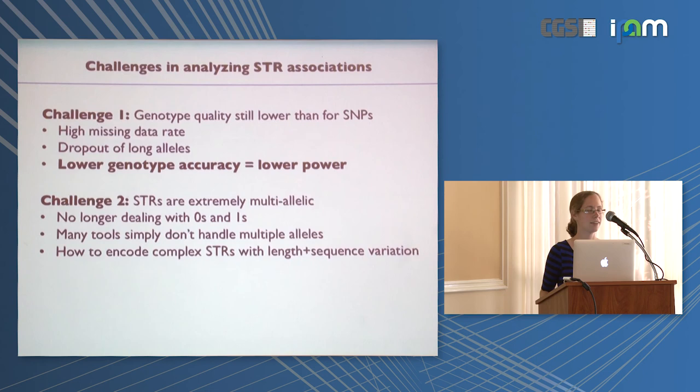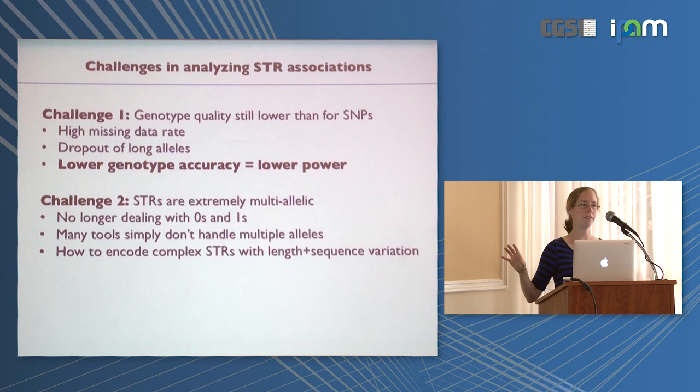The second challenge is that these STRs are extremely multi-allelic, as I mentioned. So a lot of tools that people use for association studies or imputation or phasing don't work out of the box. We need to deal with how we handle these variations that we can't just encode as a 0 or a 1. It's unclear how we encode them. You can encode copy number, but what about sequence variations within that copy number? So the space of alleles gets a lot more complex now that we're looking at these repeats, not just single base pair changes.